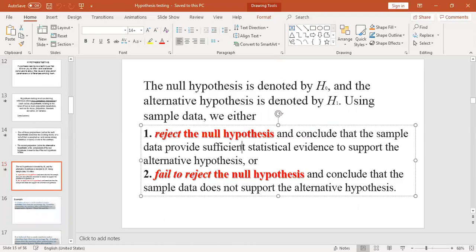You either reject the null hypothesis and conclude that sample data provides sufficient statistical evidence to support the alternative hypothesis, or fail to reject the null hypothesis and conclude that sample data does not support the alternative hypothesis. So if you fail to reject the null hypothesis, that means you conclude that the sample data we have taken does not support the alternative hypothesis. In other words, you are accepting the null hypothesis.